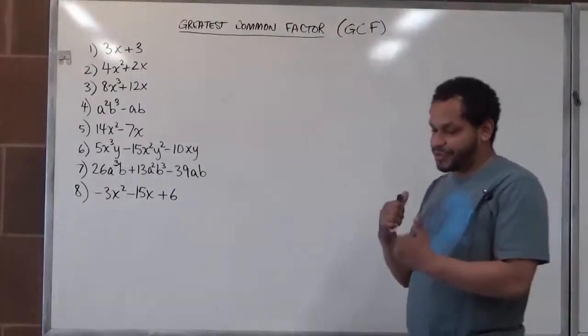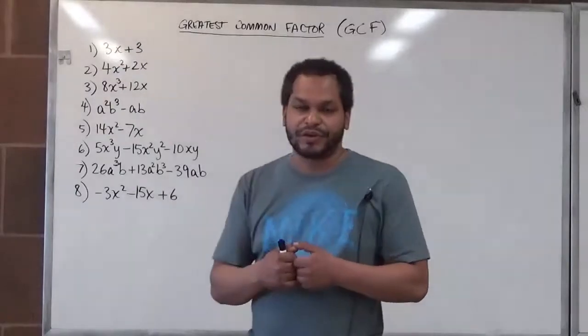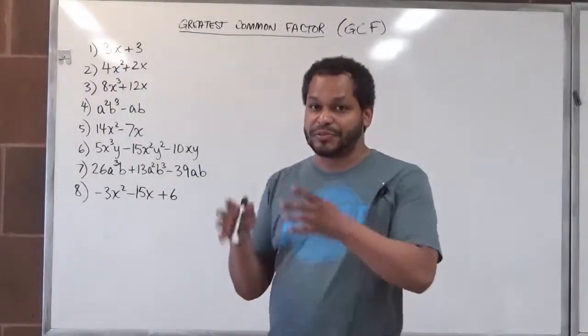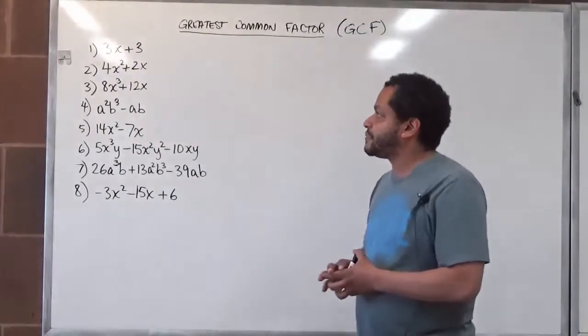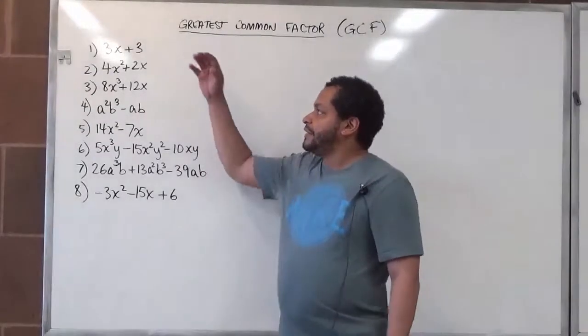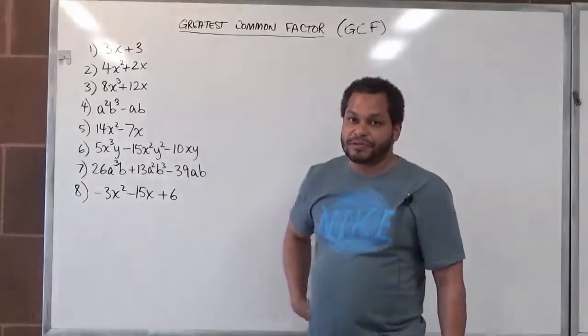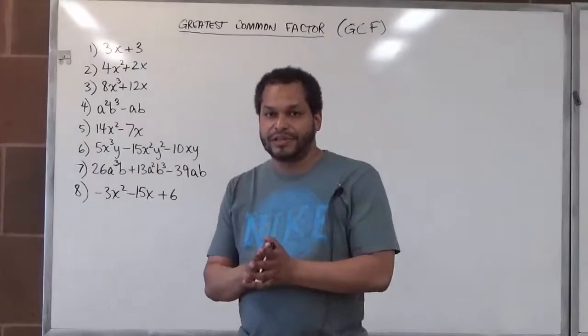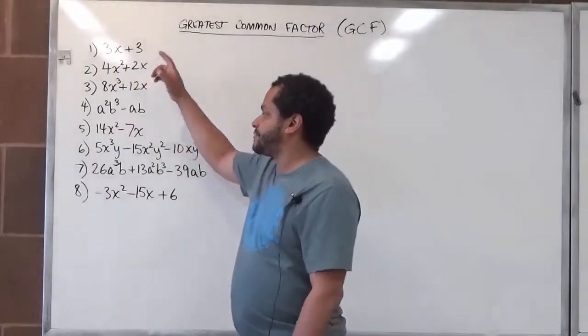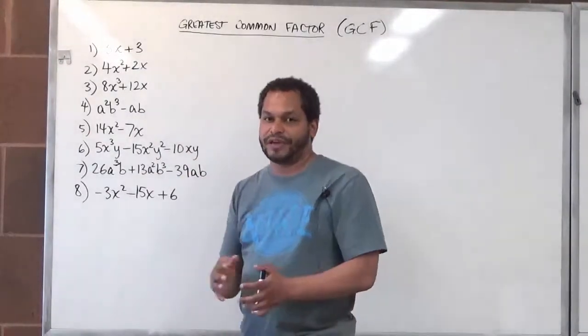Now usually to do the greatest common factor, what we look for is what we call the LCM, which is the least common multiple between all terms. Our terms are usually separated by additions and subtractions only, because multiplication and division unite terms. So we're looking across additions and subtractions only to do the greatest common factor.